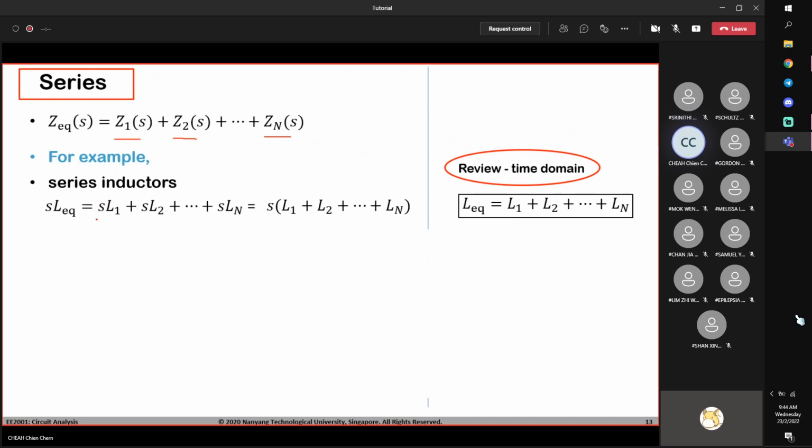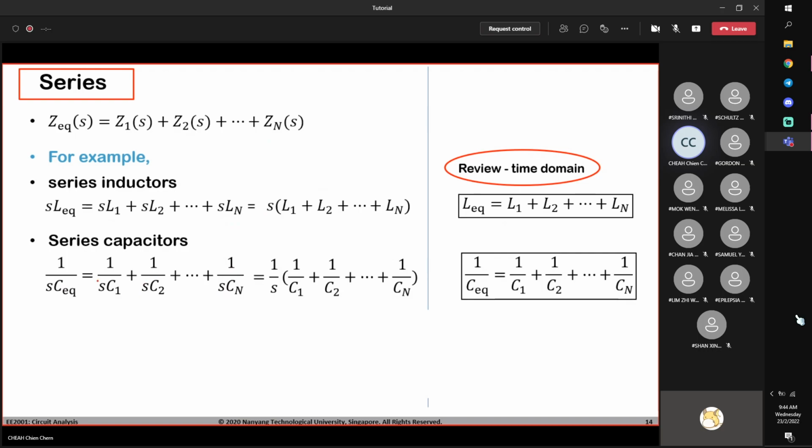For example, if I have a few inductors in series, with different inductance, each of them is SL. So you have SL1, SL2 to SLM. When you add them up, you can take out the common factor S, and then this will be your equivalent inductance, which is exactly the same as what we have learned in time domain, right? If they are in series, you add up the inductance.